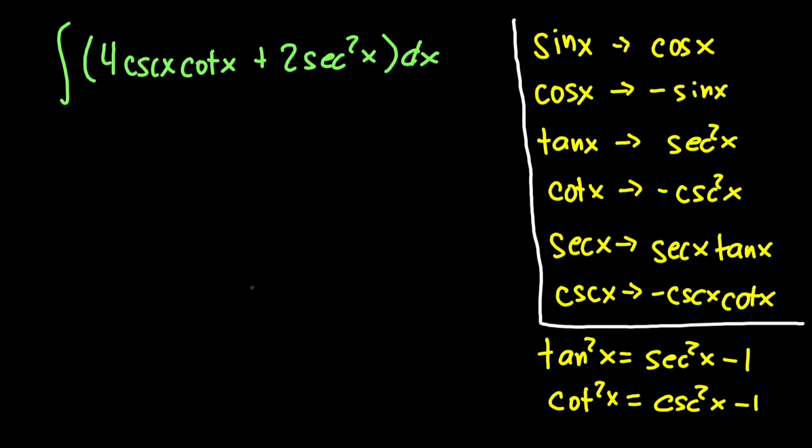The integral of 4 cosecant x cotangent of x plus 2 secant squared of x dx. So we can see here that cosecant x cotangent of x exists and secant squared of x also exists. So no need to do something like this. This only applies to tangent squared and cotangent squared of x.